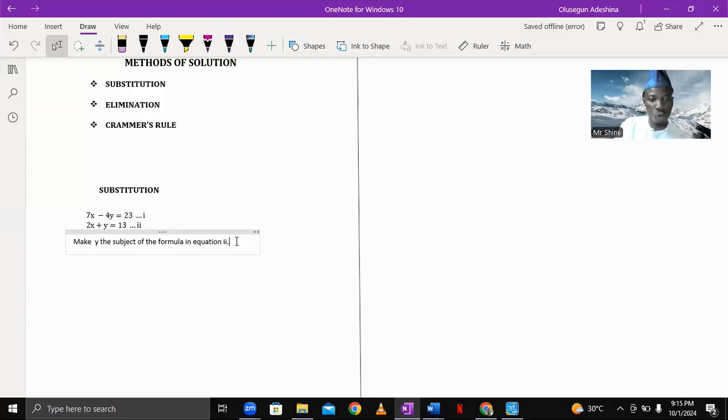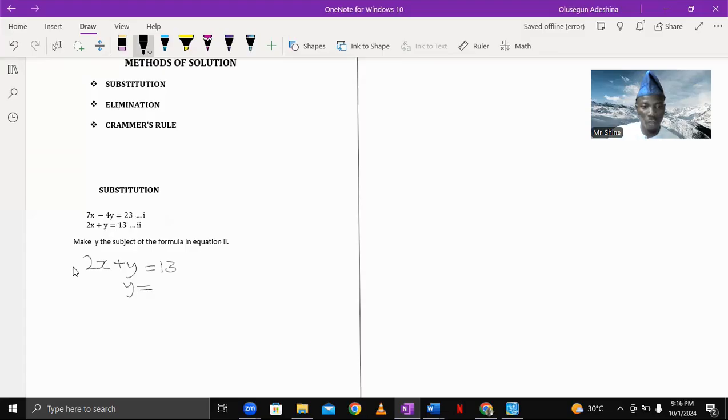All right, so what do we have to do? We go to equation 2. In equation 2, 2x plus y is equal to 13. So this is what we have. I'm rewriting equation 2: 2x plus y is equal to 13. And now that we are making y the subject of the formula, it means that we leave y on the left-hand side, but move 2x to the right-hand side.